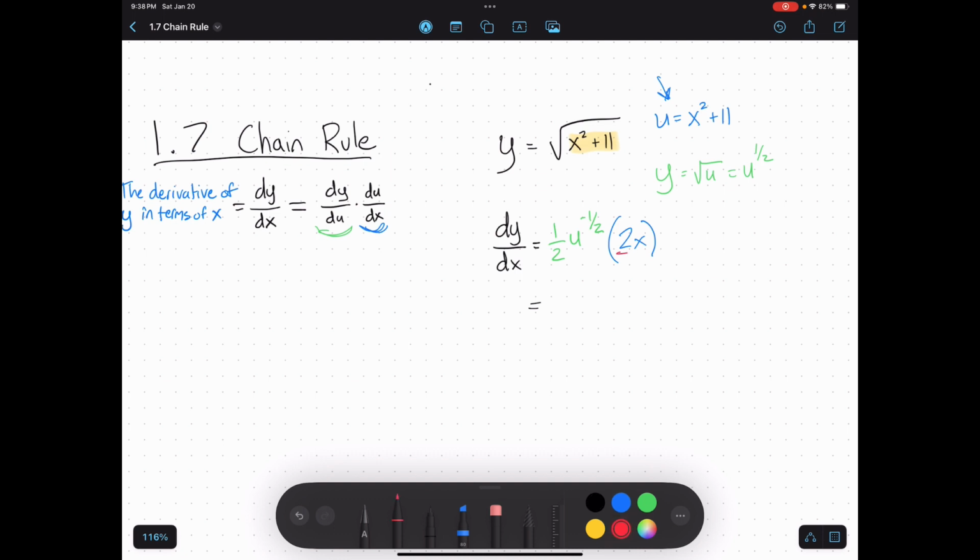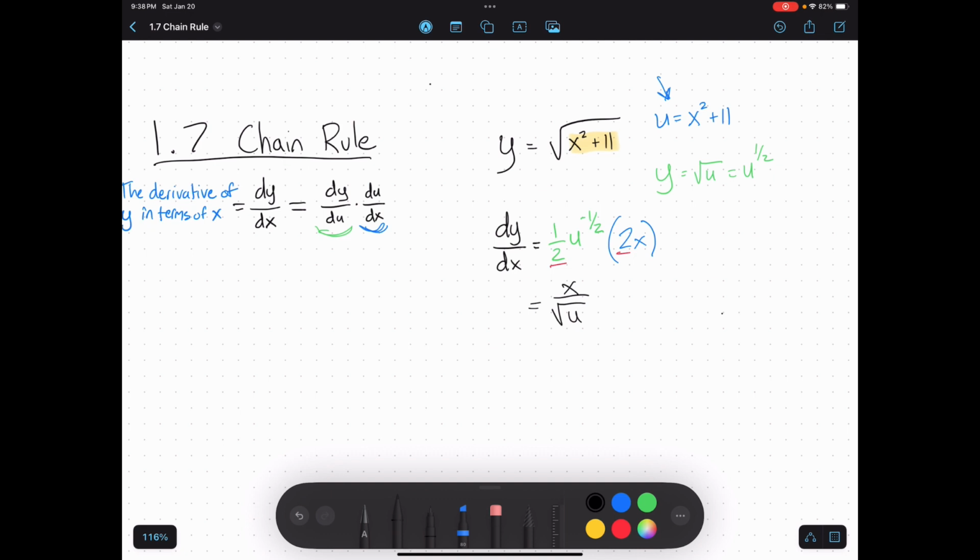Let's see. The 2 over here cancels out with that 2, and so I get x over the square root of u. Okay. The square root's in the denominator now because I have a negative 1/2 exponent. That's why the square root's now in the denominator. Okay, very nice. So I was able to get the derivative.